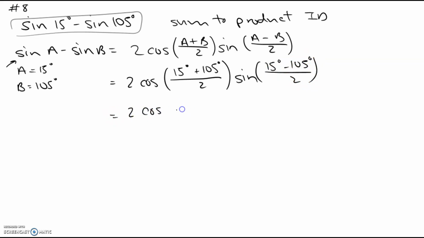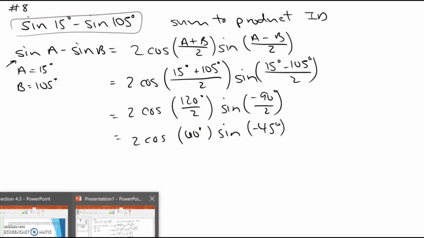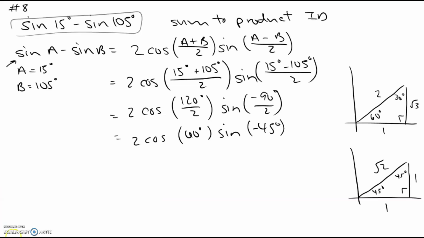So that will be cosine of 120 over 2 times sine of negative 90 over 2. So that would be 60, and this would be negative 45. Okay, so then cosine of 60, that is going to be 1 over 2.